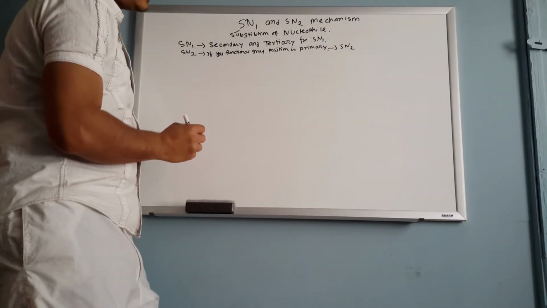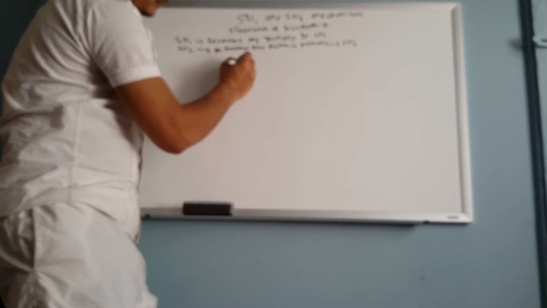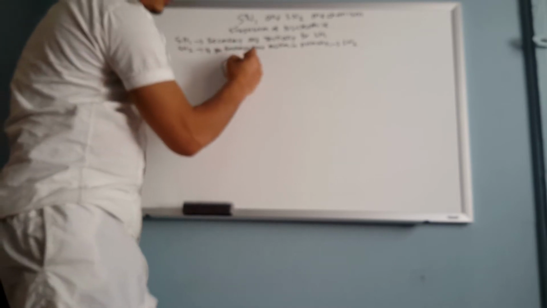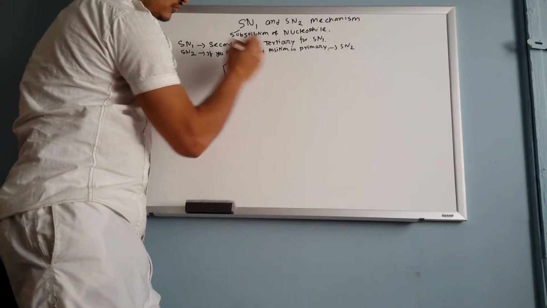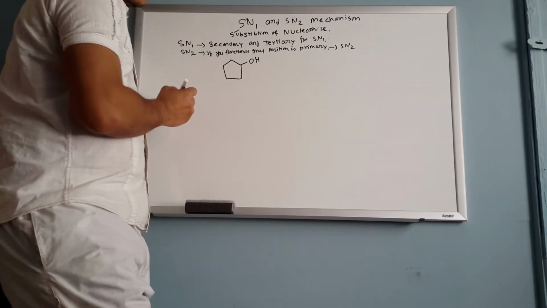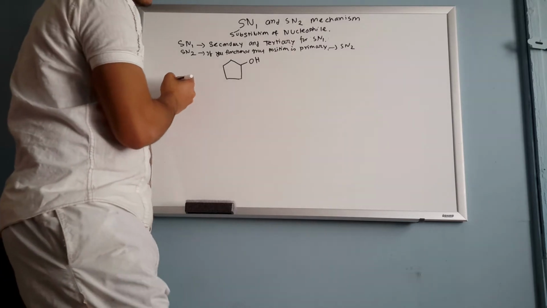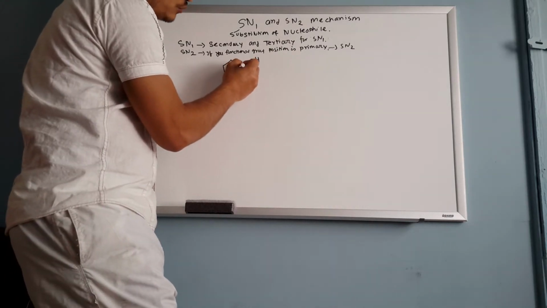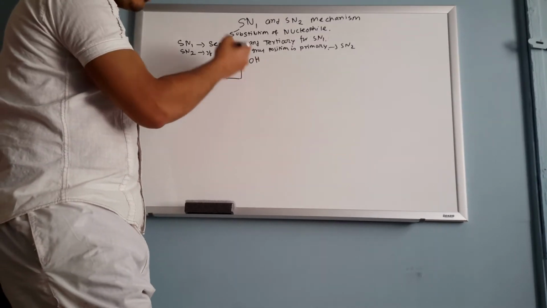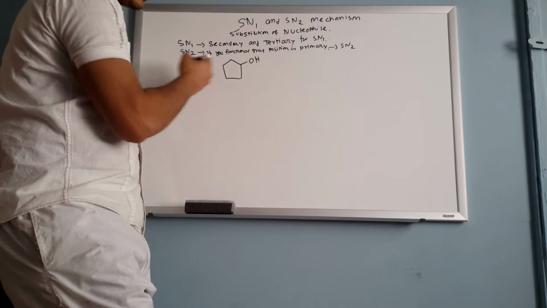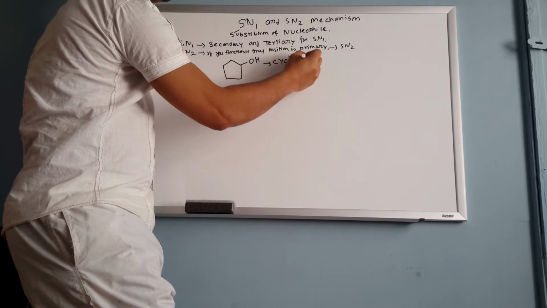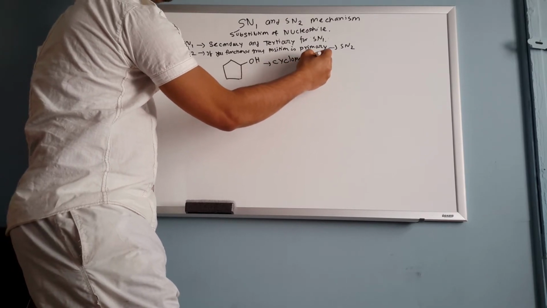First you have to understand, for example, if I give you this one, what is the name of this molecule? The IUPAC name is cyclopentanol. Why don't we mention the number 1? Because in cyclo cases, my functional group OH is always number 1. So that's why this one is cyclopentanol.